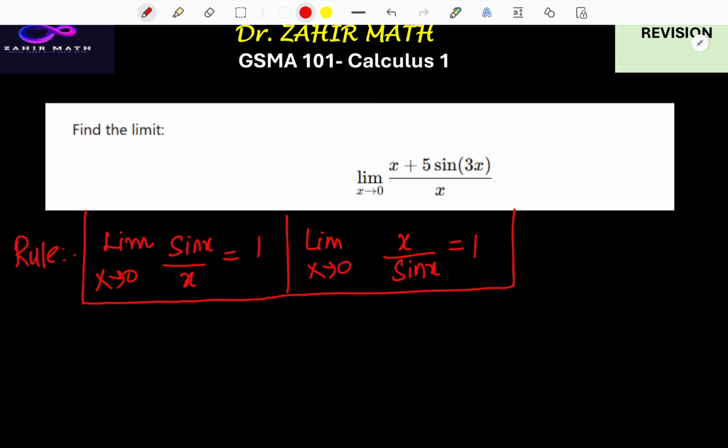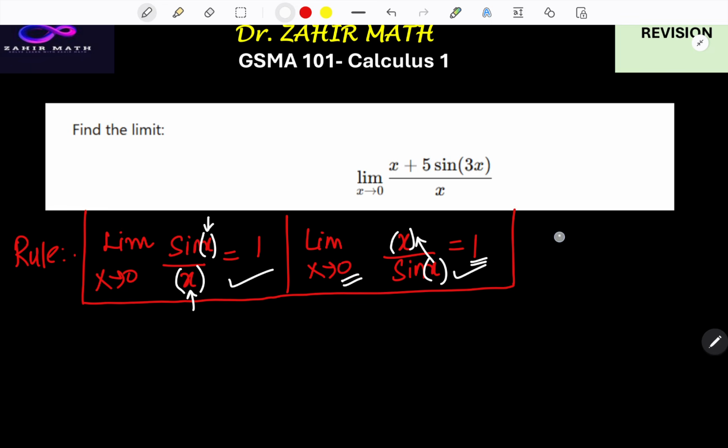So we already know the rule: limit x tends to 0, sine x divided by x is equal to 1, and limit x tends to 0, x divided by sine x is also equal to 1. Just imagine this is the angle, the same should be on the down. And if this is the angle, the same should be on the numerator. If it is like this, the limit as x tends to 0 is equal to 1.